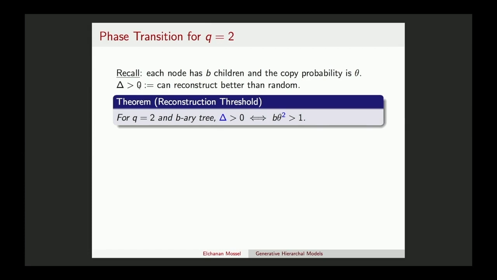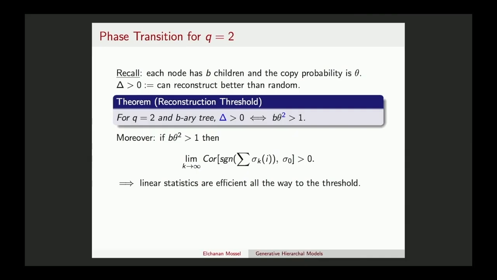I'm just reminding you what we were talking about. So here's the reconstruction threshold for Q equal 2 and the B-ary tree. B-ary means everybody has B children. The reconstruction problem is solvable, and we know the exact threshold, if and only if B theta squared is bigger than 1. So we know what it is. And moreover, what's nice about this problem is that in the case of Q equal 2, which is like the Ising model, just two spins, you can actually get all the way to the threshold just using linear statistics.